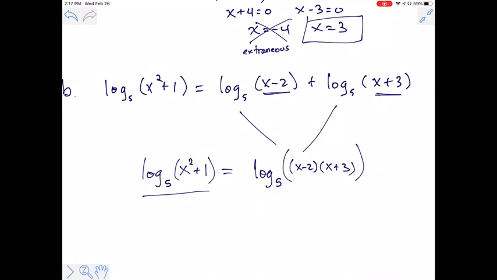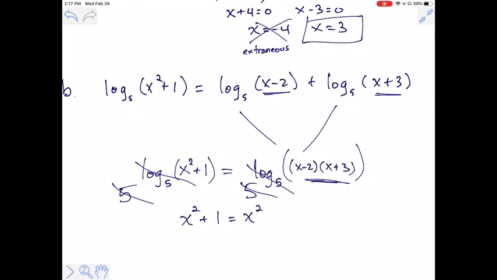So we can move on to step 2, which is to exponentiate both sides. If we go ahead and use a base 5 on both sides of the equation, that's going to cancel the logarithms, leaving x squared plus 1. And I'm going to go ahead and multiply these two together to get x squared plus x minus 6.